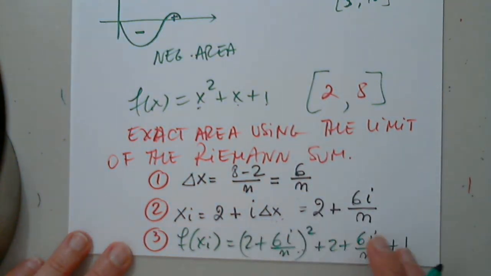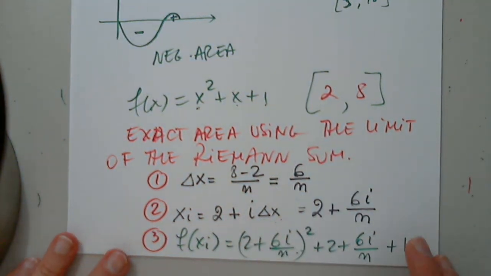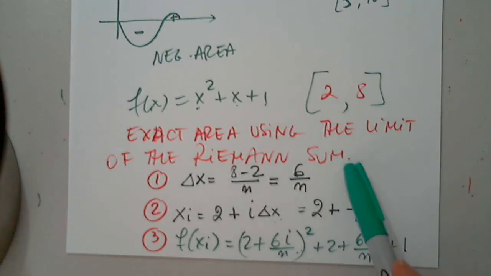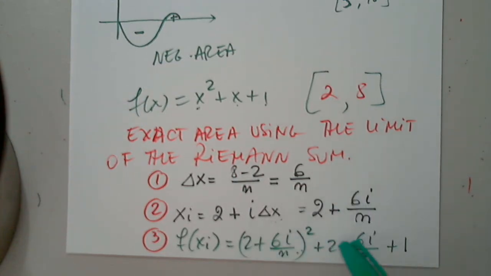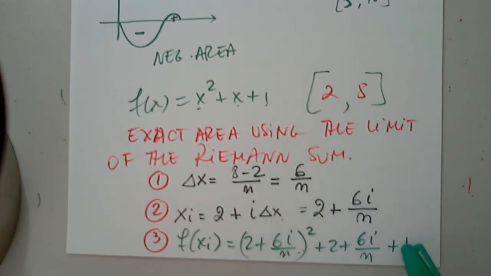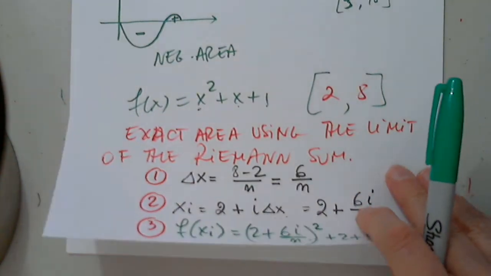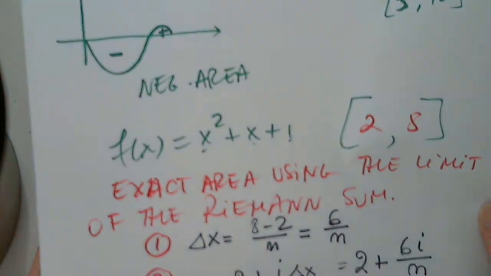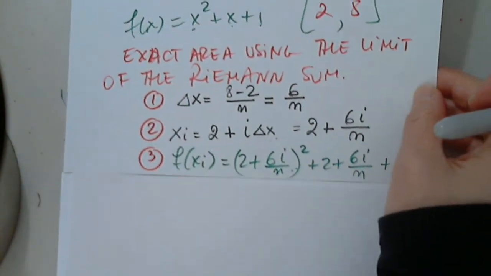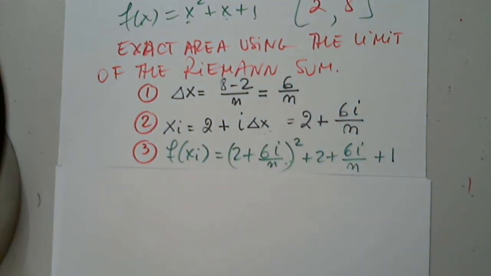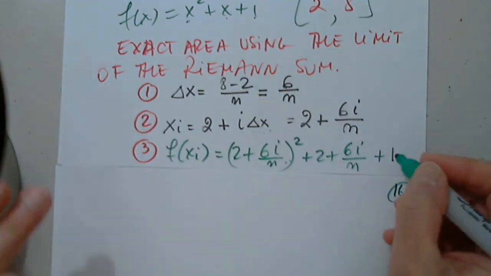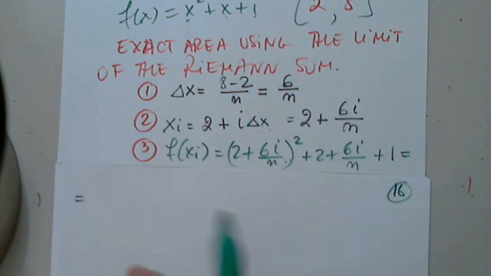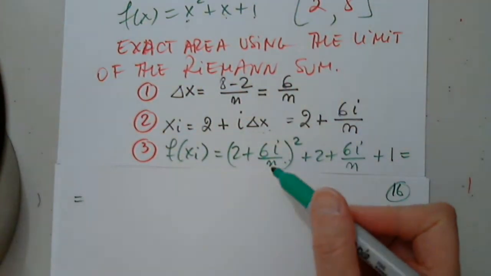I have to simplify this to the bone before I do anything else, before I put the limit of the Riemann sum together. This has to be the simplest possible form before I even think of doing anything. I guess there are other methods, and if you find an easier method, fine, but this is what I recommend.